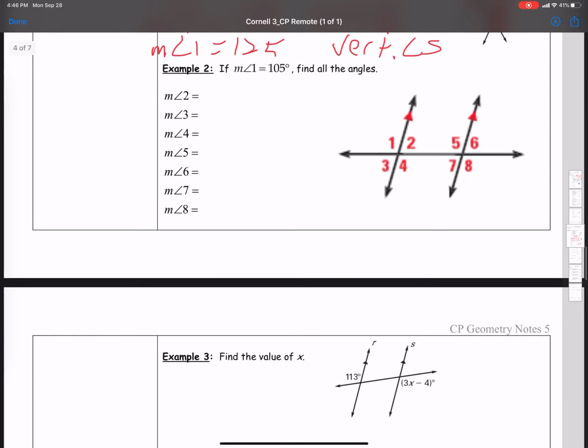Please pause the video and copy down the next two examples. I would like you to try them on your own, and then unpause the video when you're ready to see the answers.